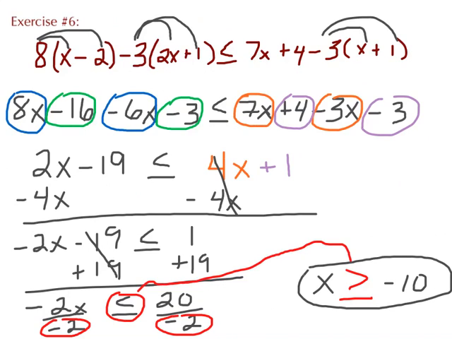Now it asks you to create an inequality number line on your own. So the easiest way to do that is draw your straight line, your number line, throw negative 10 right in the middle, and it's going to be a closed dot on negative 10 because it says equal to, and we're going to shade to the right.